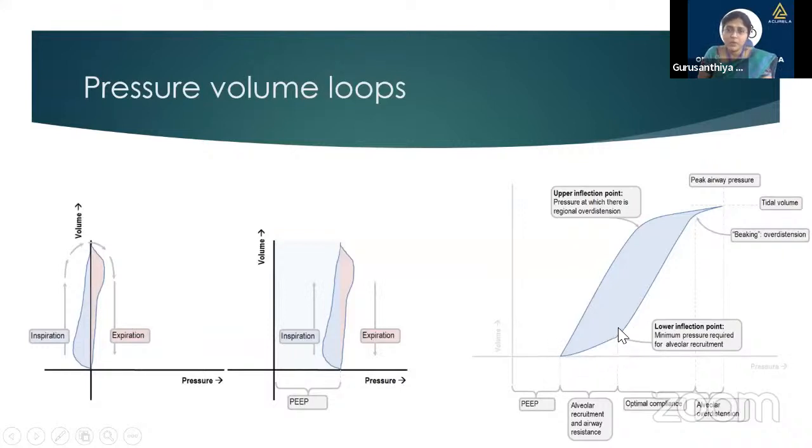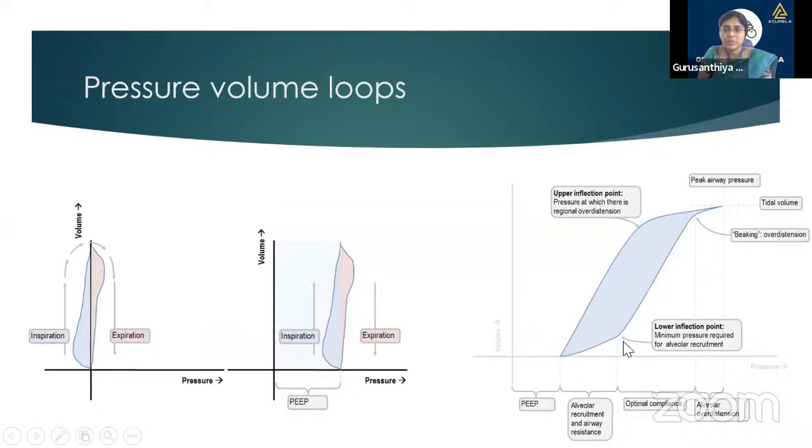And this is the lower inflection point. This is the minimal pressure you need to apply for the alveoli to recruit altogether. So the minimum pressure required for alveolar recruitment is the lower inflection point. This is the lowest pressure at which you can overcome the airway resistance. That reflects the lower inflection point. Above this lower inflection point, all the alveoli are recruited at once and the compliance increases and reaches a plateau point. So this is the level of optimal compliance.